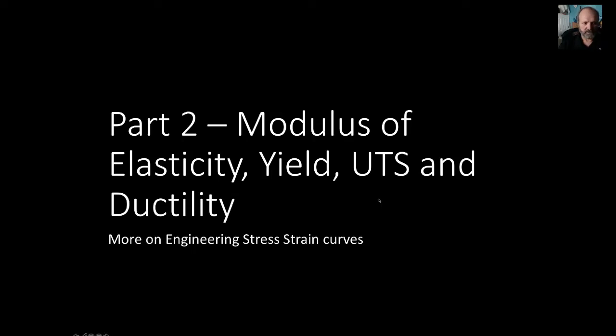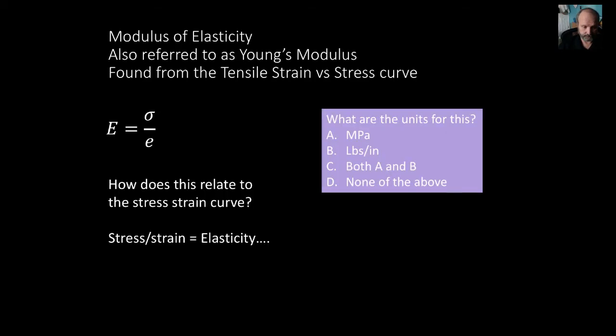All right, welcome. This is part 2 of a 7-part series on Chapter 2 for the ME260 class. We're going to be talking about modulus of elasticity, yield, ultimate tensile strength, and ductility. So the first thing we're going to talk about is the modulus of elasticity.